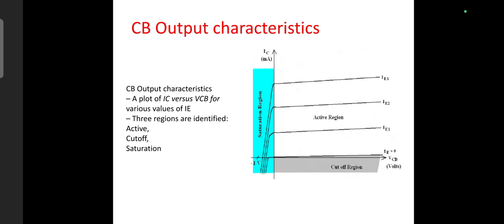Next we will see the common base output characteristics. Now let's study the output characteristics of the common base configuration with respect to the graph shown. So this graph shows the relationship between the collector current and collector base voltage. There are three operating regions. The first is active region, where the transistor operates as an amplifier. The second is the cutoff region, where both the junctions are reverse biased and almost no current flows. The third is the saturation region, where both junctions are forward biased and the transistor behaves like a closed switch. Understanding these regions is essential because they determine how the transistor functions in different electronic circuits.